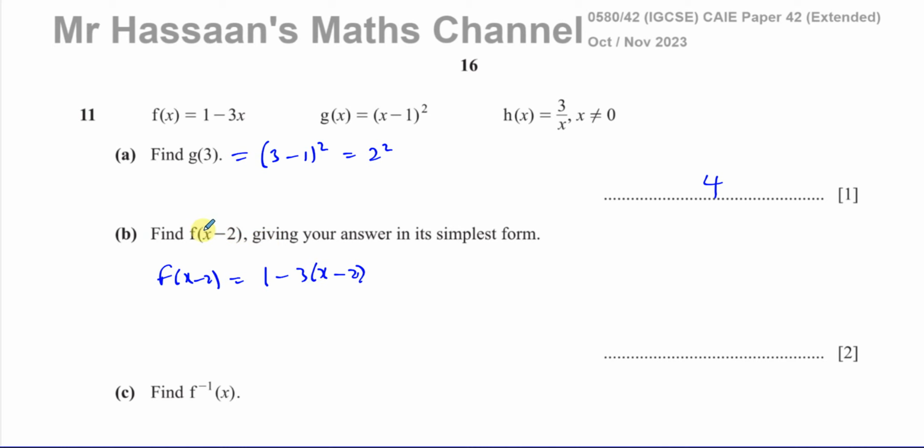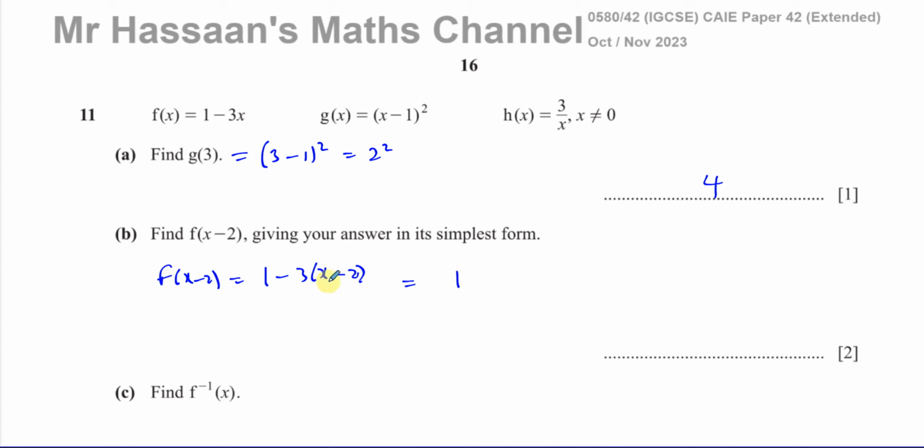If it said f of a tree, we would replace the x with a tree. If it said a box, replace the x with a box. Here it says f(x minus 2), so replace the x with x minus 2 in the function f. Then we're going to simplify, because it says give your answer in the simplest form, which you should do anyway. So you have 1.